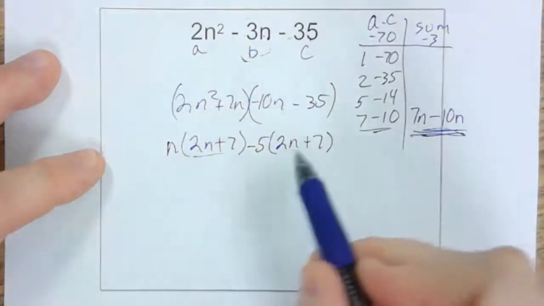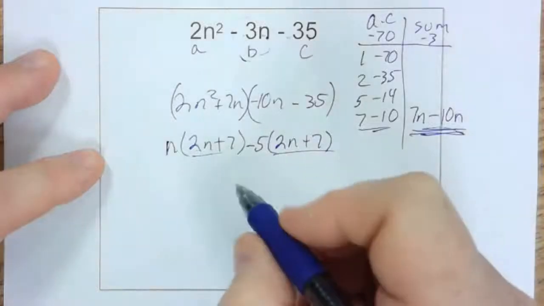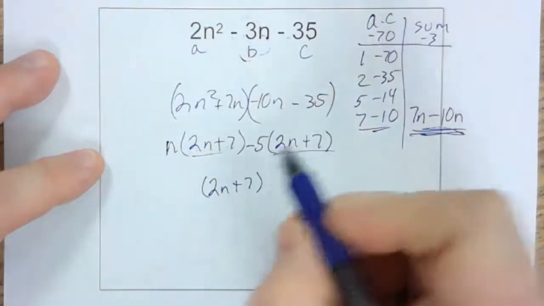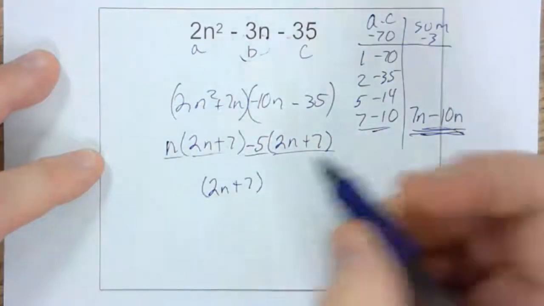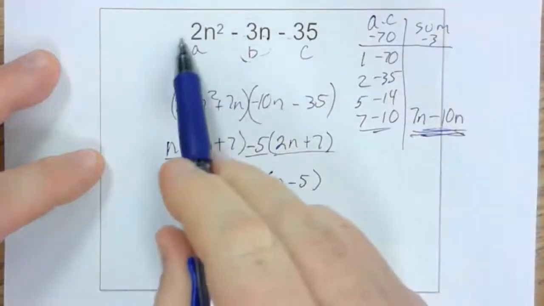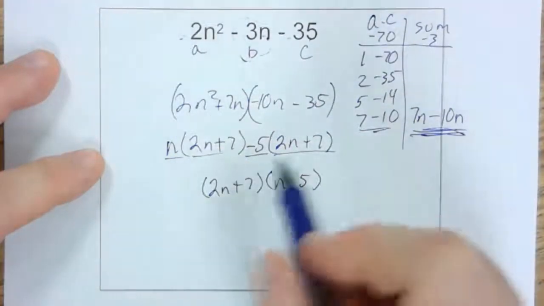And you can see these two pieces are the same. These two factors are the same, so that's our first factor, 2n plus 7. And what's left over is the GCF that we took out, which is the n minus 5, and that's our other factor. Now, since I didn't pre-simplify up here, I don't need to bring anything else down, so this is my fully factored form.